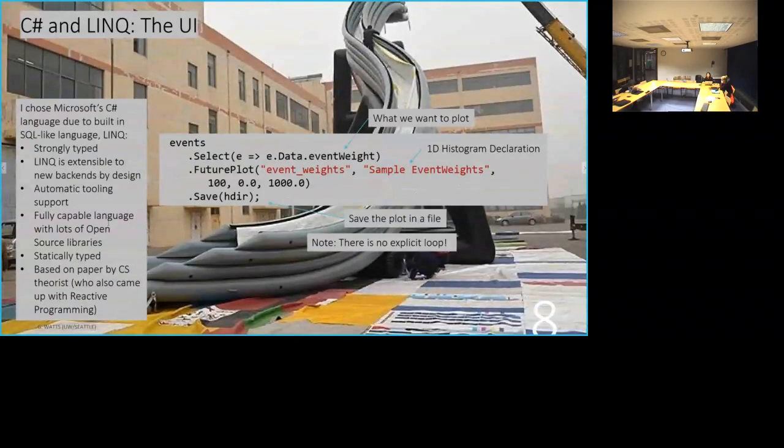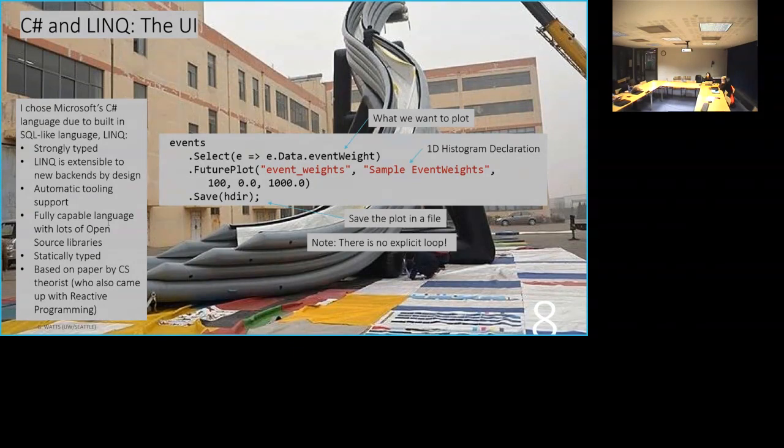So I thought I'd just quickly show you what this looked like. I chose a language because of a set of language features, but that's neither here nor there, because the ideas behind this are language independent. But the idea is that you take a set of events, you select, say, the event weights here, and then you make a plot. And then you save the plot to a file. So key things to note are that there's no explicit loop. This particular version runs on ROOT TTrees, even though you never see the declaration of a ROOT object anywhere in your source file.